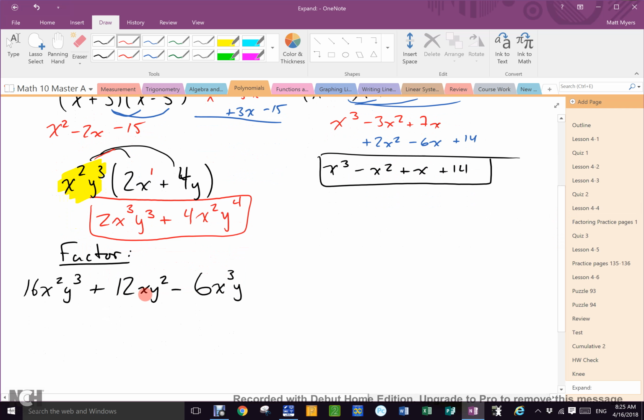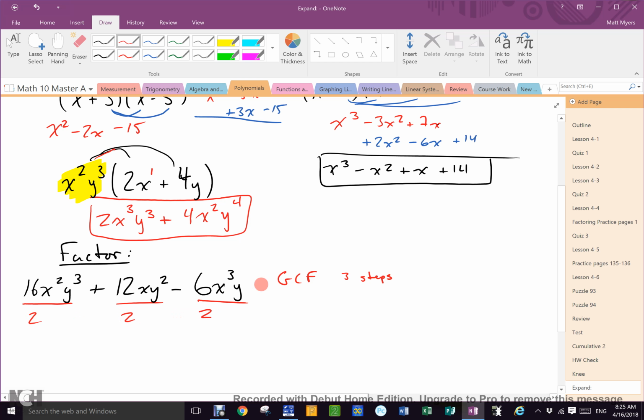And then this is the only kind of factoring I've taught you so far. It is GCF factoring, and it is 3 steps. Step 1, choose the GCF. What is the greatest common factor of 16, 12, and 6? 2. So I know I'm dividing everything by 2.